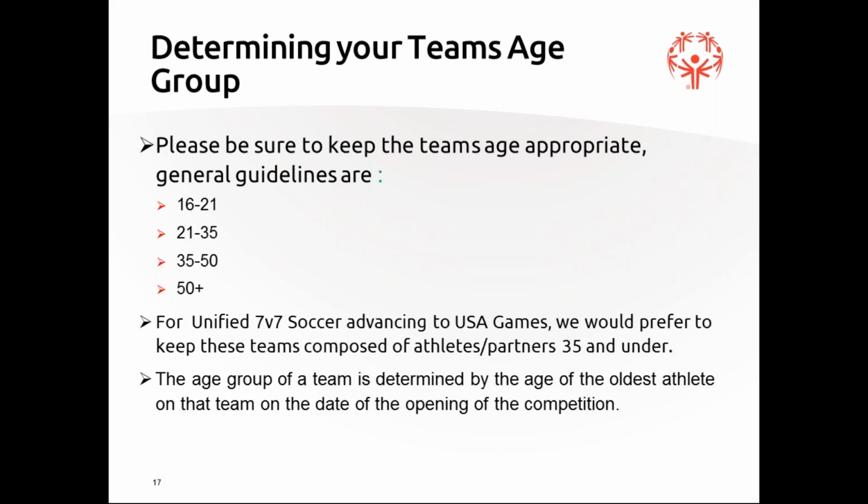So if you have a team that's all athletes 25 to 35, well, one athlete is going to be 36 the day the games start. Your team has now moved up to the 35 to 50 age grouping because of that one athlete. So keep that in mind when you're putting your teams together. And again, similar to what we talked about with ability, this is something to keep in mind across the board in Special Olympics.